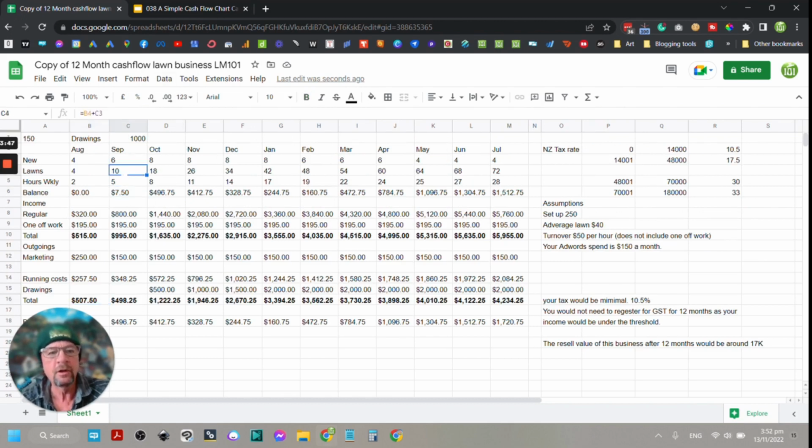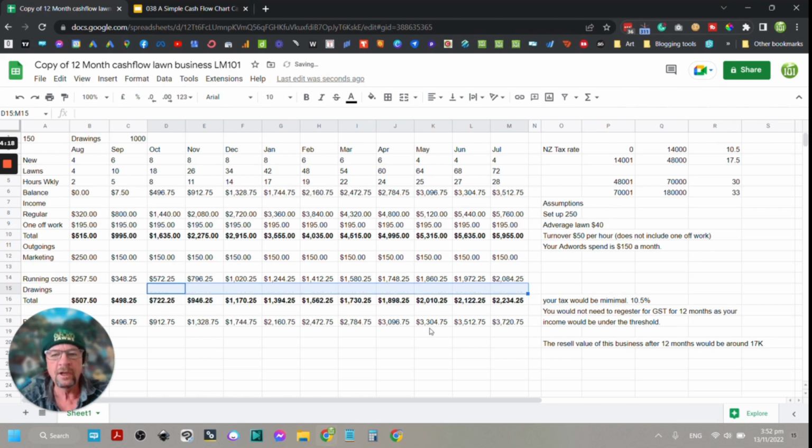Next month, your total lawns is 10, and you've earned $800, plus $195 on one-off work. So that's work over and above, and so you've almost earned $1,000. Now the thing about cash flow charts is that you can actually change these figures and get an idea of how it's going to go, because if things go badly, then you go into the negative. So if I take your drawings out, you notice at the end, when this is all over and you've done 12 months, you're looking at having $3,700 there.